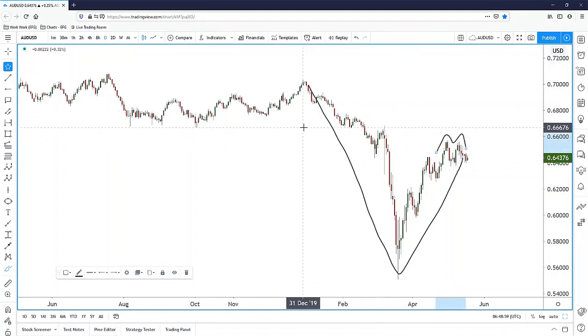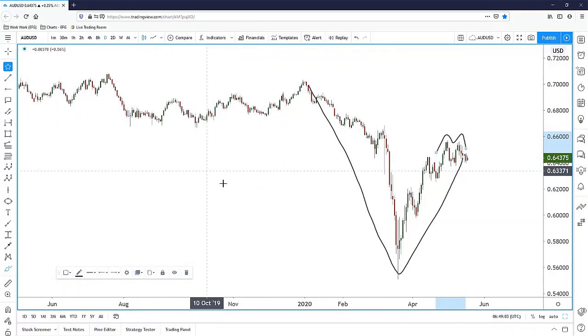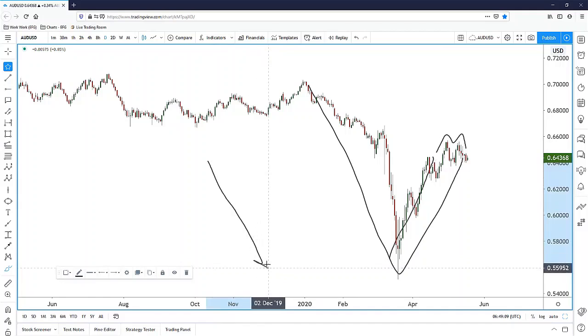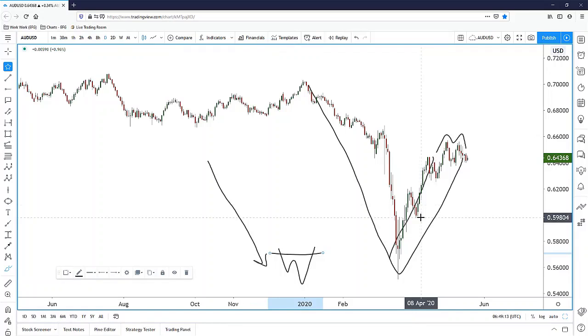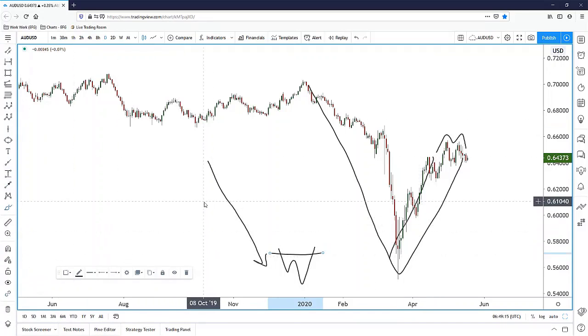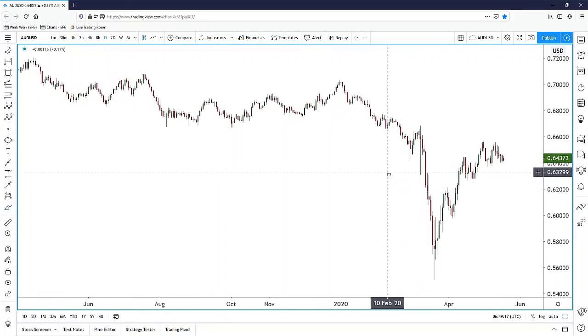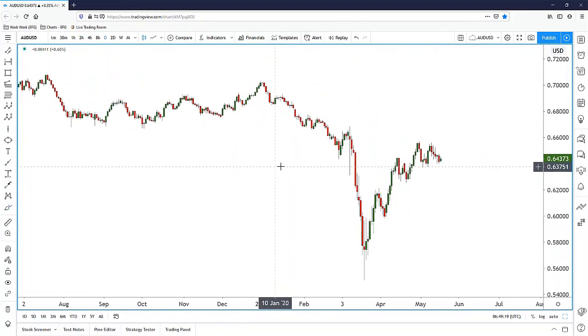Now, every double top and double bottom pattern has to be preceded by a strong trend. So for a double top pattern like this, there should be a strong upwards trend. In a double bottom pattern, there should be a strong downwards trend before we see the double bottom pattern. Okay, so with that, let's look at the daily.